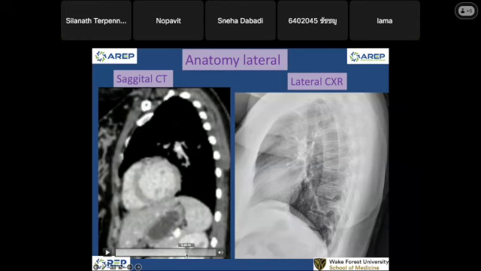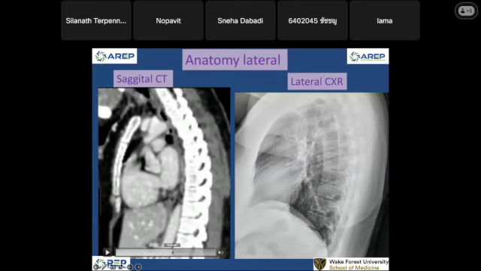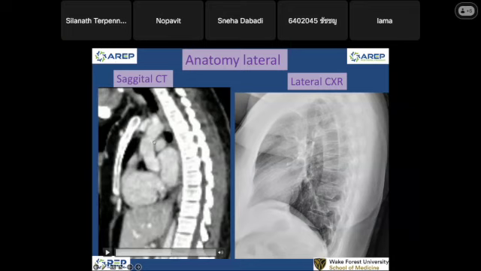This is left ventricle. So the left ventricle shadow on chest radiograph is lower here. So the top of the posterior cardiac border will be left atrium. The bottom of the cardiac border on lateral projection will be the left ventricle. And from the left ventricle, we go into the aorta. This is the aorta. And this is the ascending aorta.